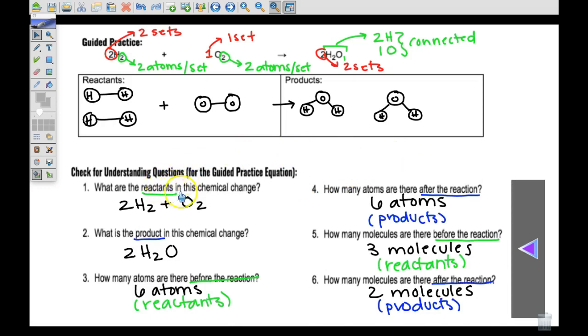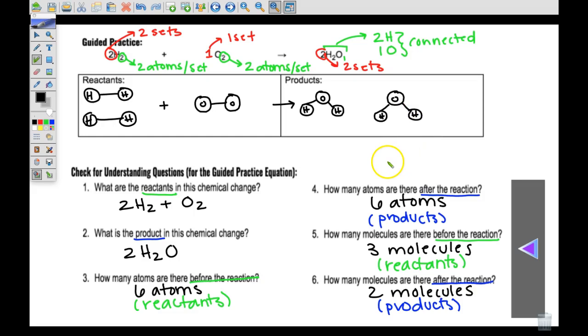The reactants in this chemical change are 2H2 and O2. The product in this change is 2 molecules or moles of H2O. Before the reaction indicates we're talking about the reactants, and there are 6 total atoms: 1, 2, 3, 4, 5, 6. And after the reaction, there are 1, 2, 3, 4, 5, 6 atoms in the product.